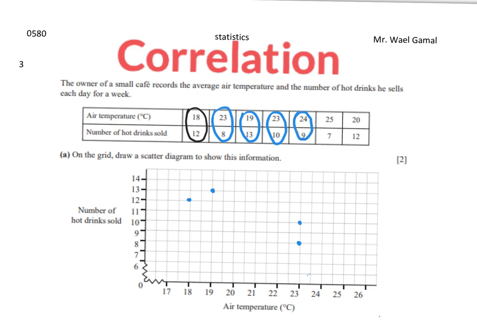24 and 9. Then 25 and 7. The last point, 20 and 12.